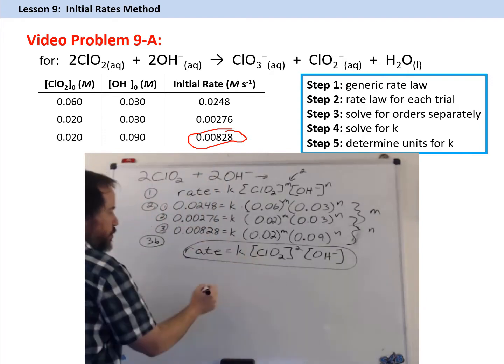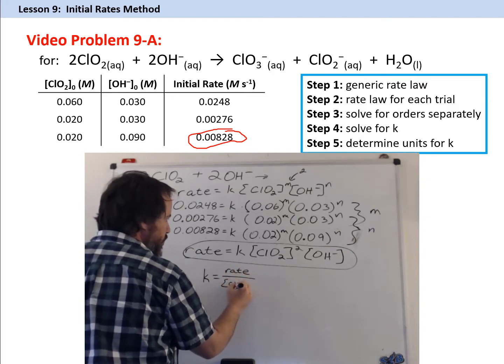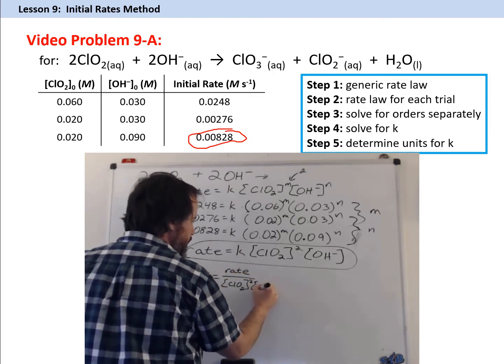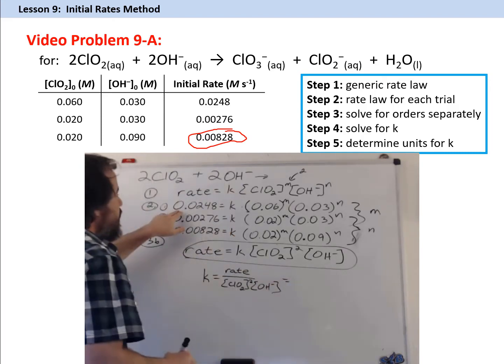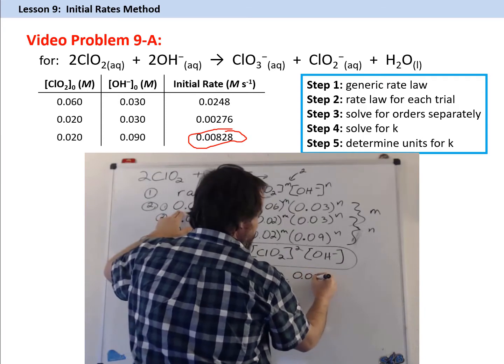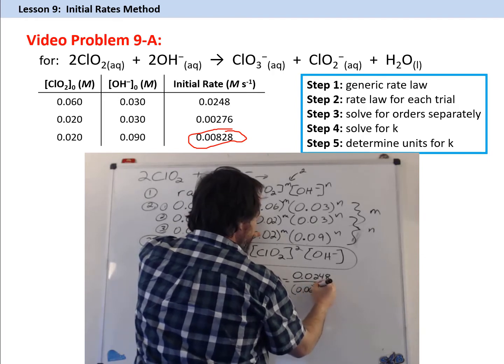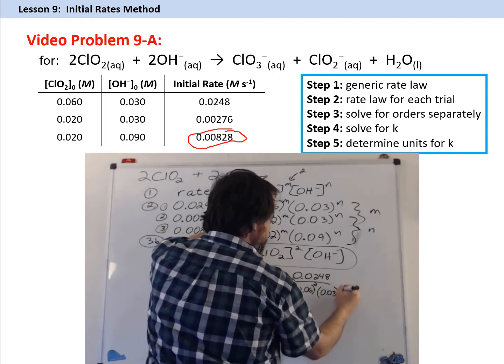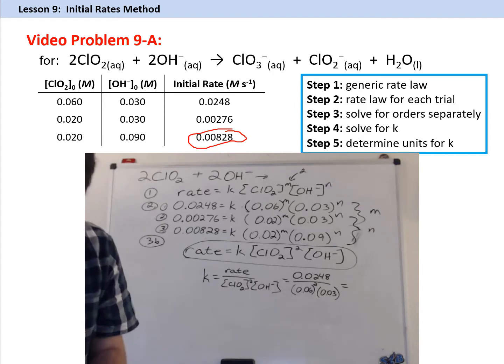All right, so let's rearrange this. I get k equals rate over ClO2 squared times OH minus. Okay, we're going to rearrange a lot. Make sure you know how to do that. So if I do number 1, that would be 0.0248 over 0.06 squared times 0.03. It's going to get me 229.6.